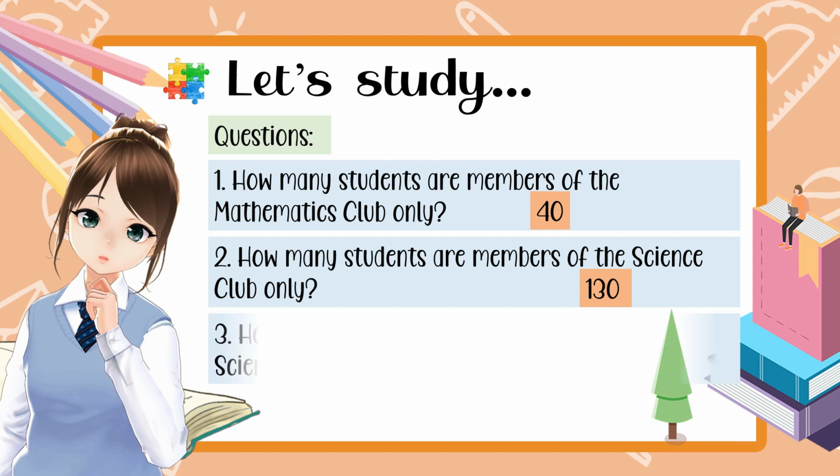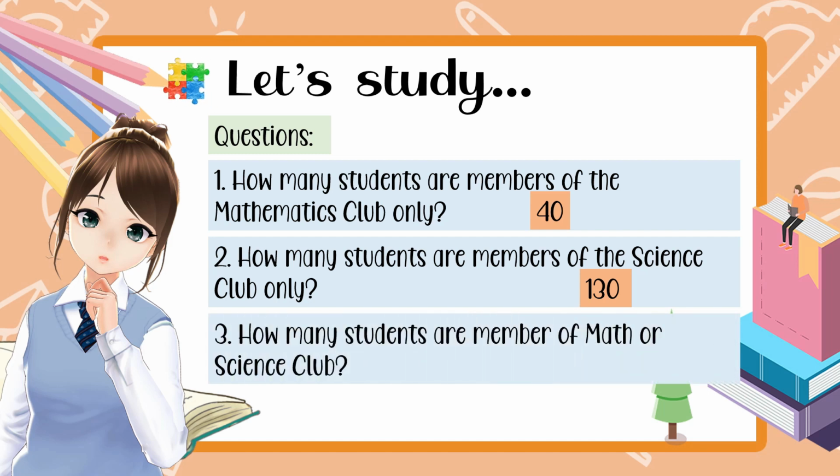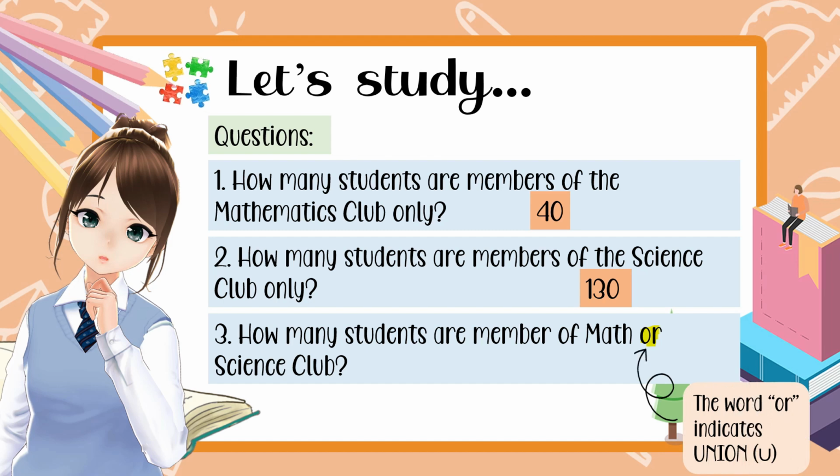On to the next, we have how many students are members of math or science club? So, nakakita tayo ng salitang or. What does or indicate? So, pag sinabi nating or, it indicates union. Naaalala nyo pa ba si union? So, we just have to add all the sets of math and science club.